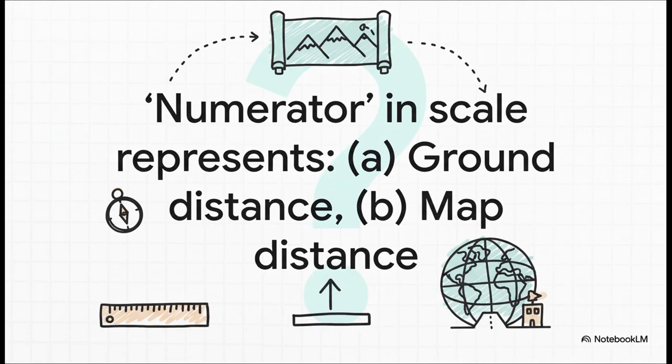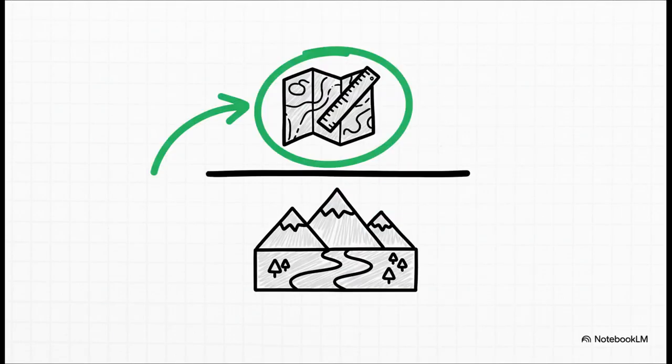The numerator in a scale, that's the number on top, or the one that comes first, what does it represent? Is it ground distance, map distance, or both distances? The correct answer is B, map distance. Just remember this simple formula in your head. RF equals map distance divided by ground distance. The numerator, that top number, which is almost always 1, is always the distance on your map.